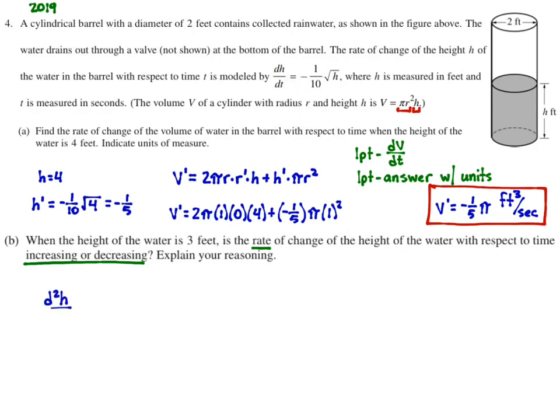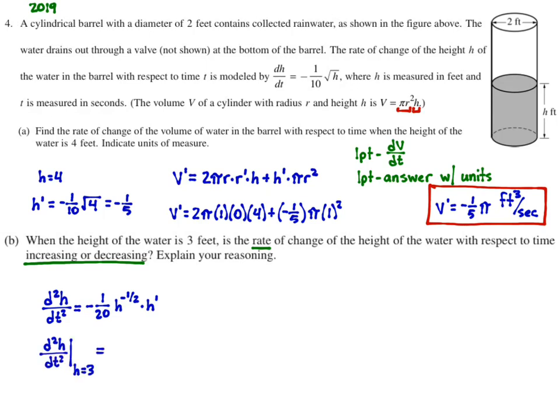So the derivative of that would be the second derivative of h, essentially. So here we're taking the derivative again, the second derivative in respect to time. So when we take this derivative, it's going to be negative 1/10 times 1/2 h to the negative 1/2, and then we have to use a chain rule, so it's going to be times the derivative of h, which in this case is h prime, or we could call it dh dt, that's fine.